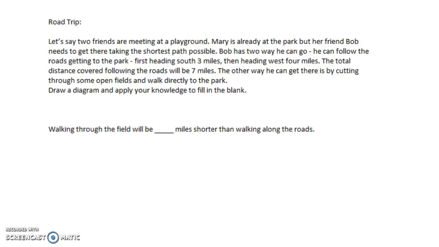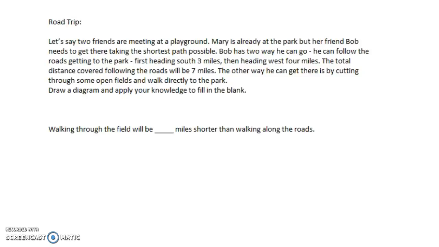Let's say two friends are meeting at a playground. Mary is already at the park, but her friend Bob needs to get there, taking the shortest path possible. Bob has two ways he can go. He can either follow the roads getting to the park, which is first heading south 3 miles, then west 4 miles, for a total of 7 miles. Or the other way he can get there is by cutting through the open fields and walking directly to the park. Draw a diagram and apply your knowledge to fill in the blank. Walking through the field will be blank miles shorter than walking along the roads.